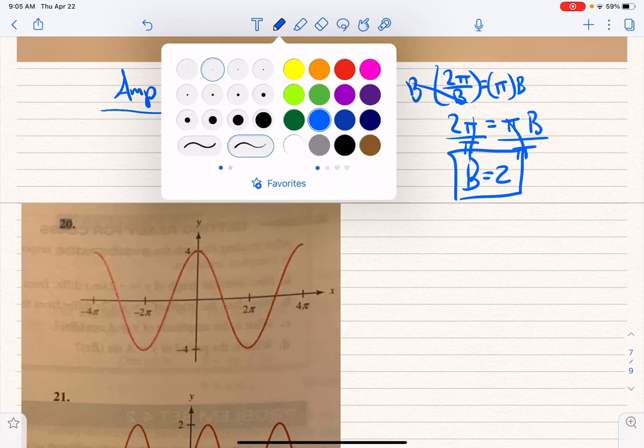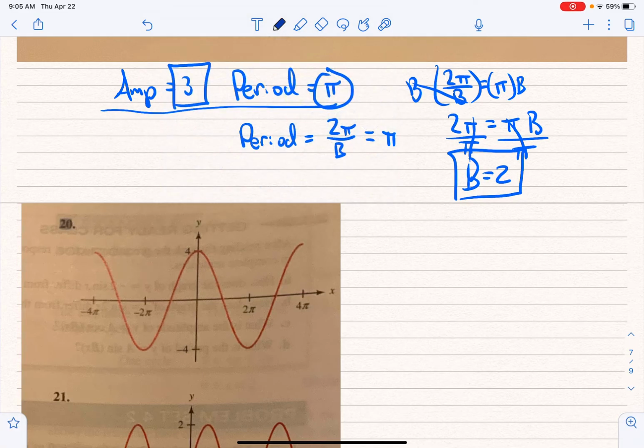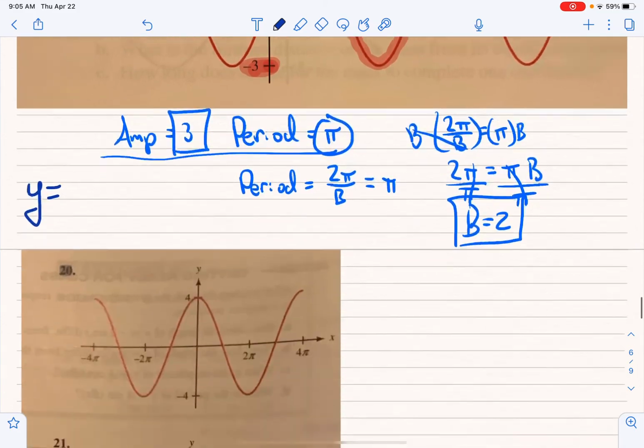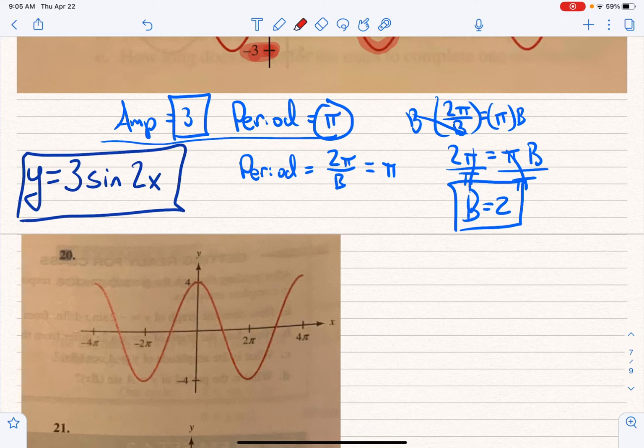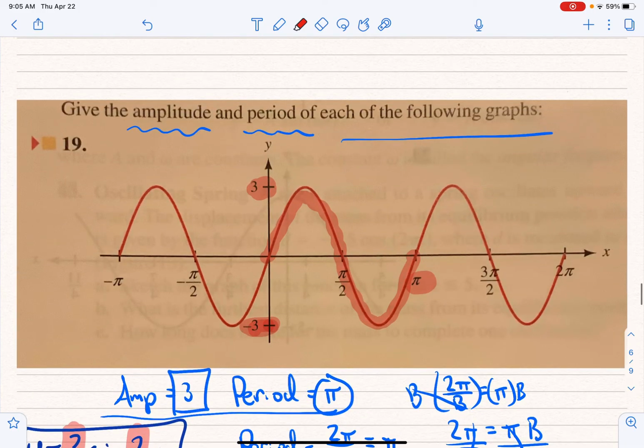So what would the equation look like? Well, it should look like this. Y equals, remember, what did we have? It was a sine function. Y equals 3 sine 2x. Okay? This 3 right here affected the amplitude. This 2 right here affected the period, and it resulted in this graph right here.